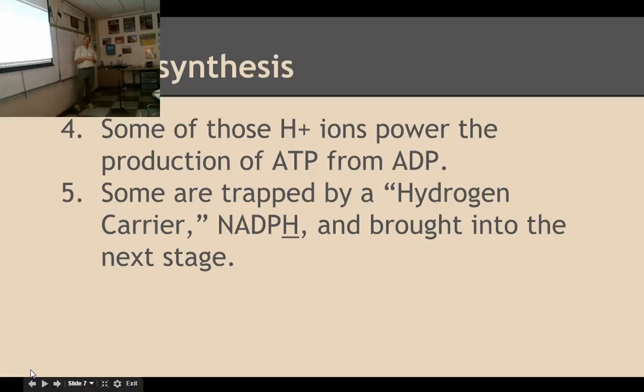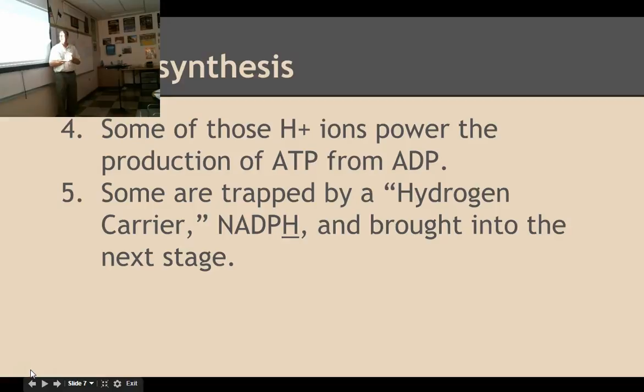okay? Some of it goes to that, and some of it gets trapped and carried by a carrier molecule, NADPH. The H is the hydrogen that has been captured. Don't worry what NADP stands for. It's a long chemical name, NADP. Nice to meet you, okay? Think of NADP as like a taxi cab, and it only takes one kind of customer. It only gathers hydrogen, right? So NADP is a carrier molecule that grabs hydrogen and hangs onto it until the cell says, I need hydrogen, and it says, okay, here you go.